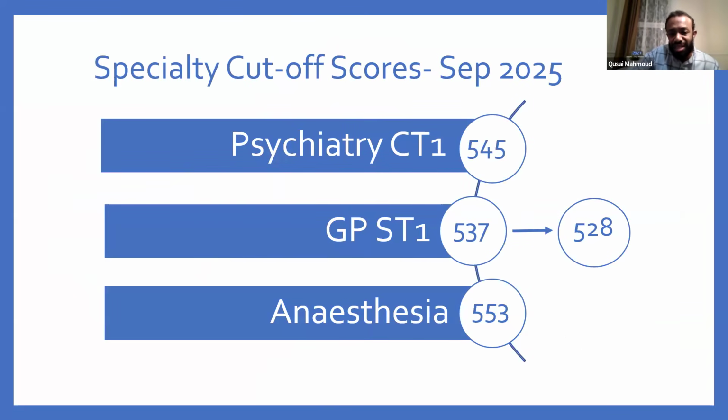So let's update you about the most up-to-date cut scores. In the previous round, September 2025, psychiatry started to offer people from score 545, which is very high for psychiatry, but don't be misled by that. The number of seats was really limited and the applicant number was huge. If you are aiming for that in round 1 next year, it will be easier, so the score will not be as high as 545.